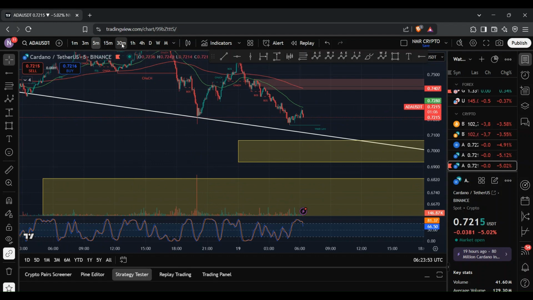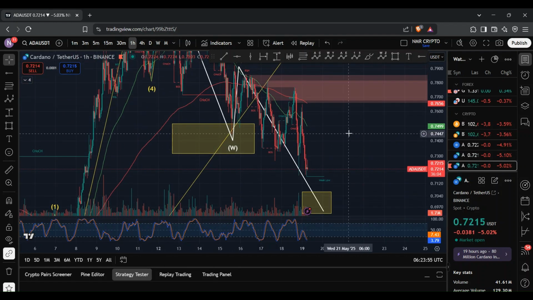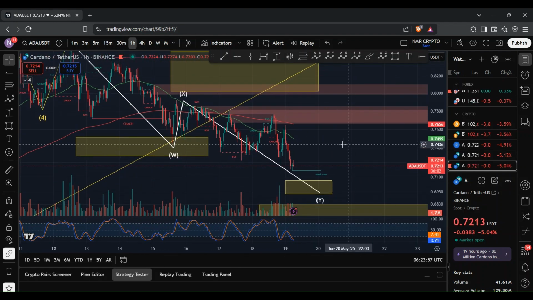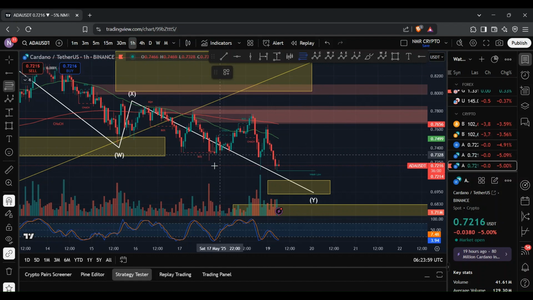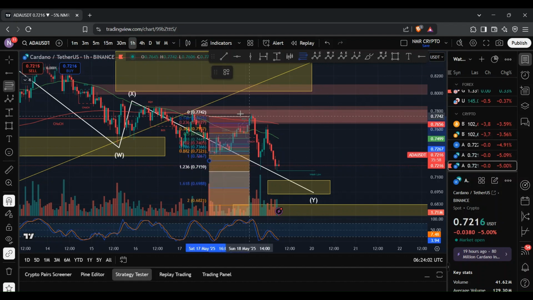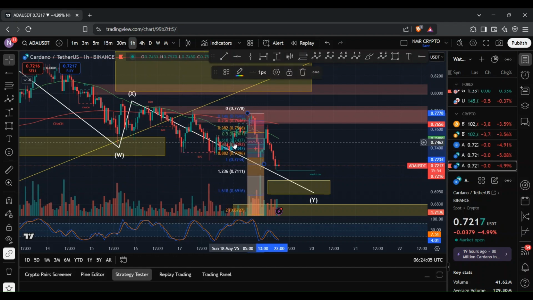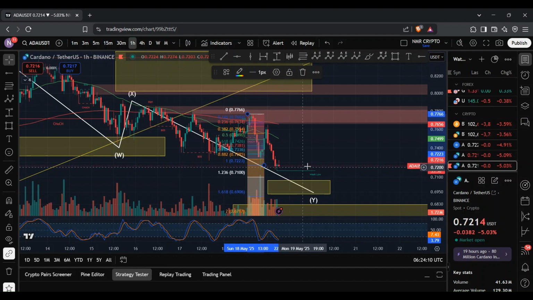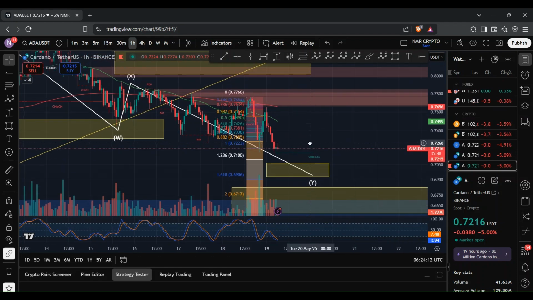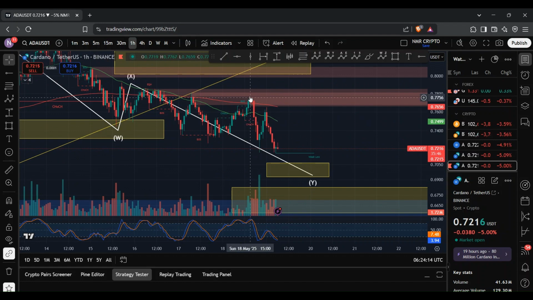And so if I remove this and go on the hourly chart, what you can see is using this fib tool. And so that's our typical requirements for that one. And then we've got this wave here.